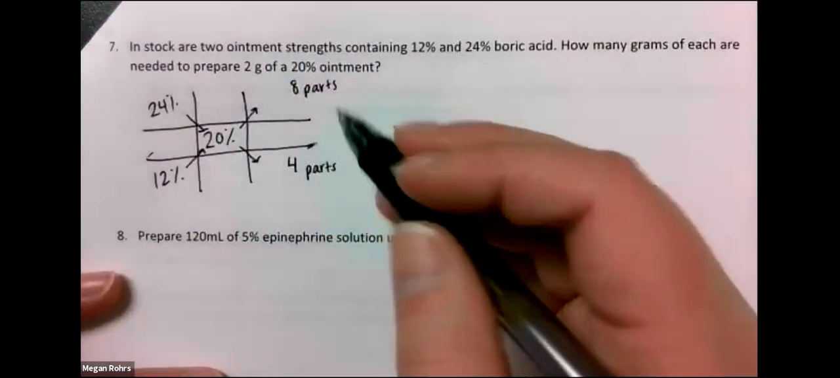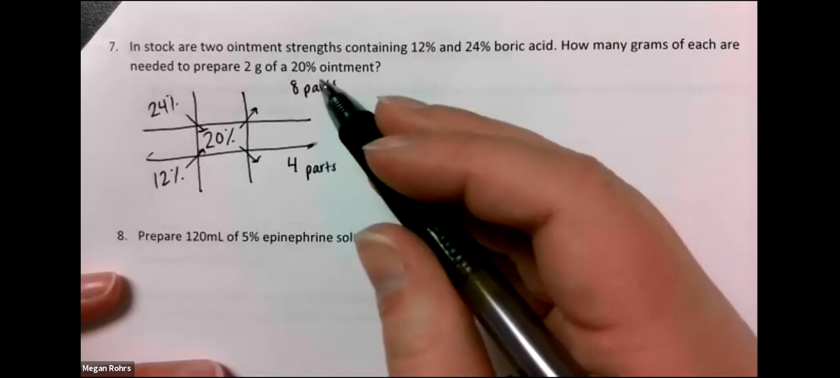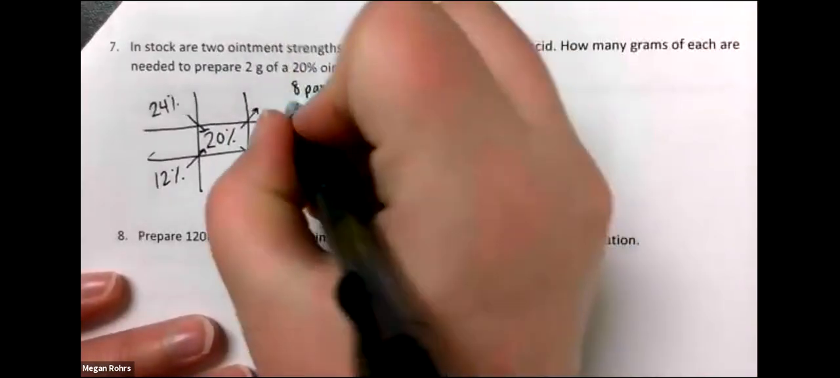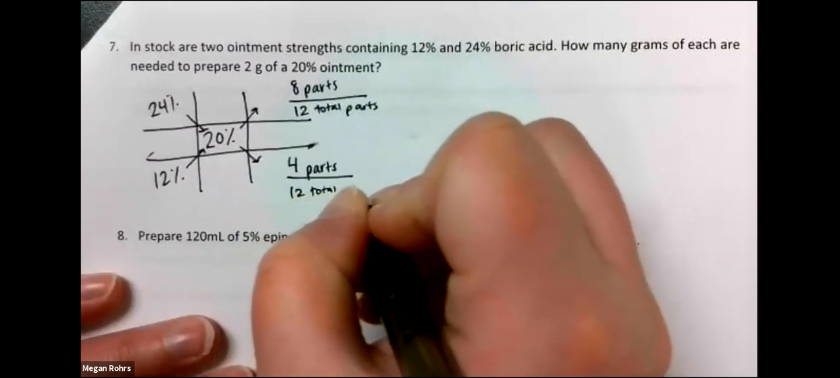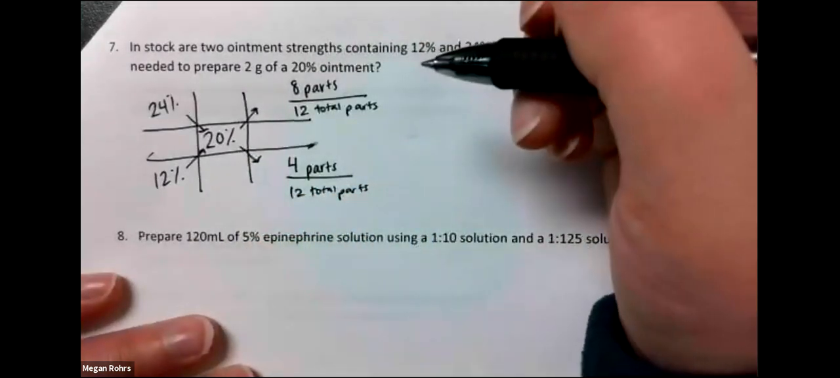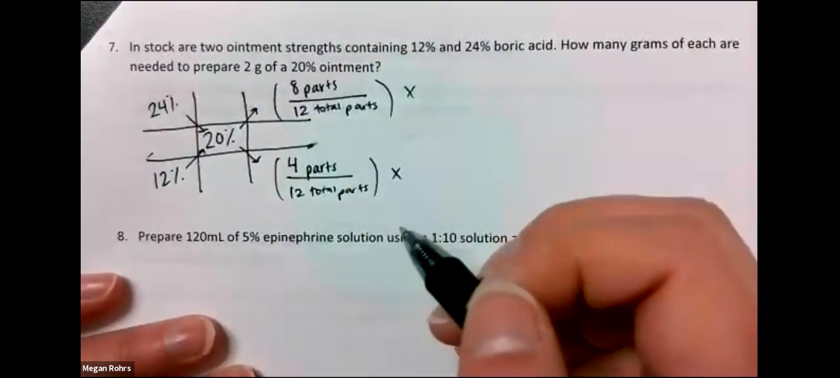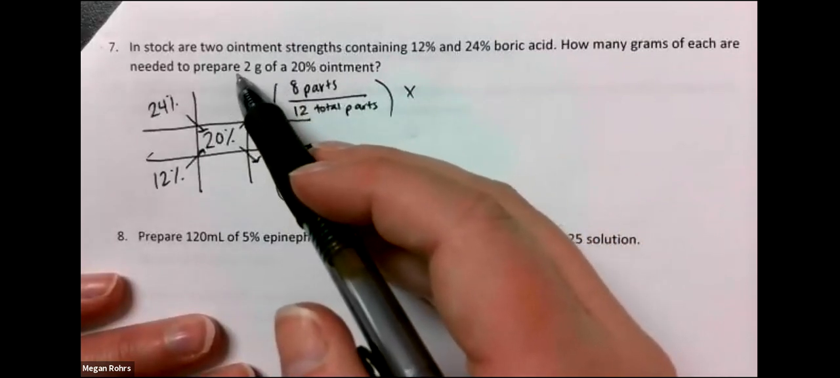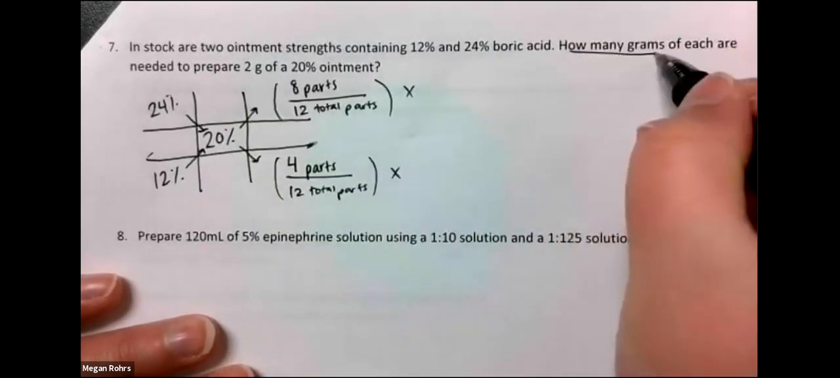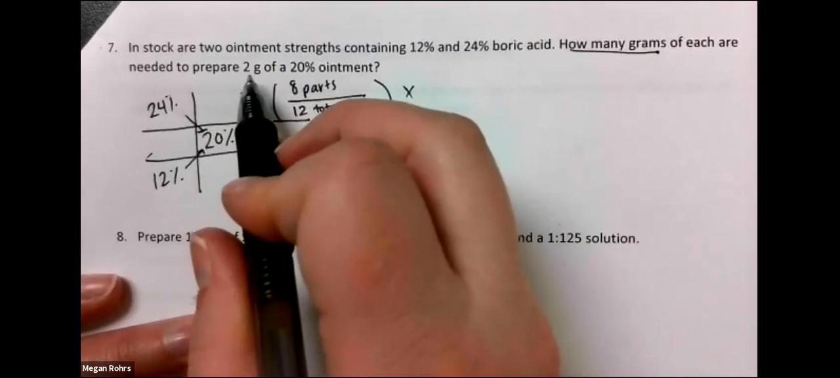Now we need to figure out how many total parts we have. Well, 8 plus 4 is 12. So we're going to put each of these over 12 total parts. And then the next step is to multiply each of these by our total quantity. So we want to prepare 2 grams. Now my question is asking for how many grams. So I'm going to leave this in grams. So take this times 2 grams.